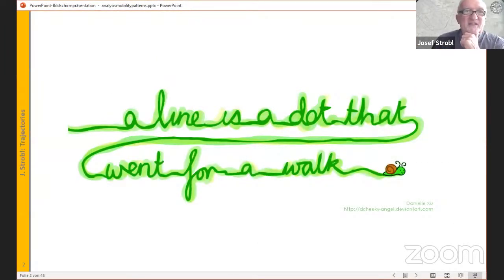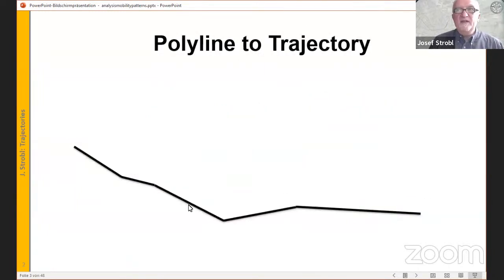And with that, I would like to explain to some degree the phrase in the title I've been using for today's talk, which maybe has come as a surprise to some of you, where I was talking about a line, which is a dot, which went for a walk. So the dot as the elementary signifier of location, of what is where, all of a sudden moves. And as I said, this is critically important for the processes in our societies.